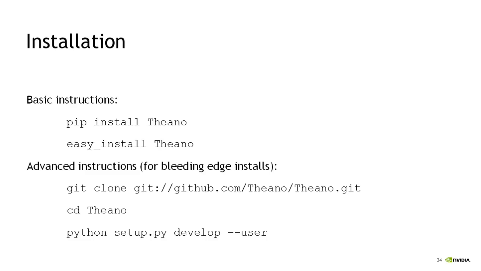Theano is very easy to install. The most basic instructions, if you want to use the current stable release, is to use pip to install Theano or easy_install. If you want to get some of the bleeding edge installs with developmental features, you can clone the Theano source from GitHub, and there's a Python setup script to install it.